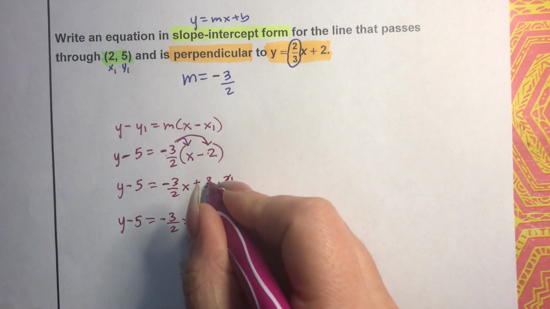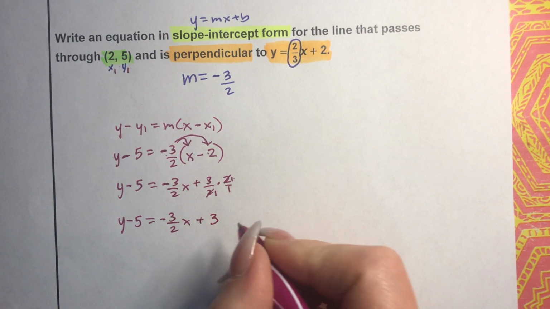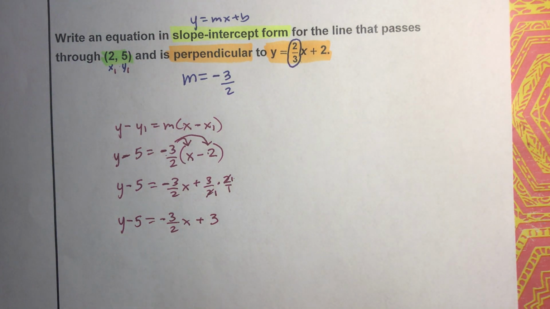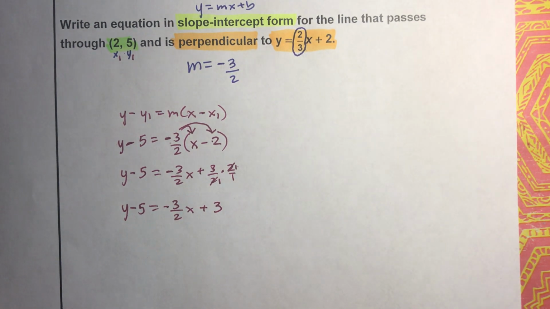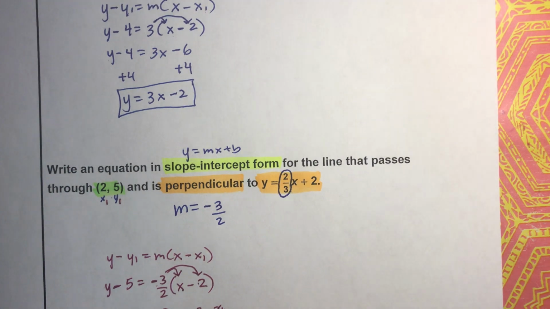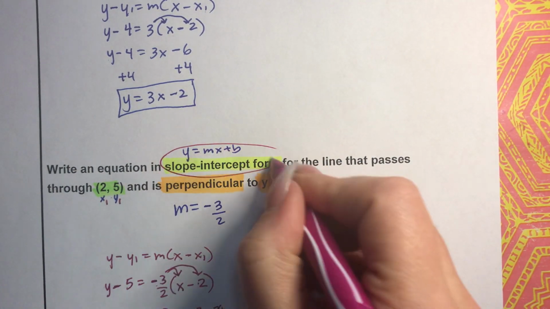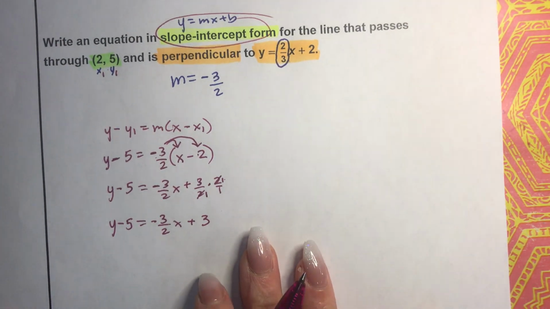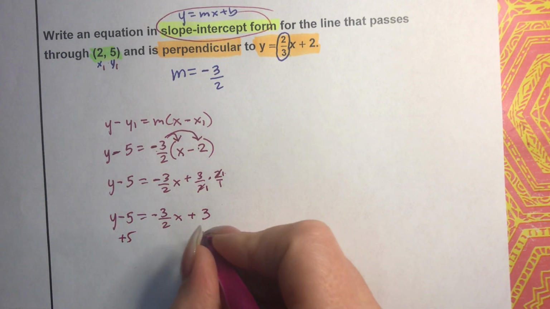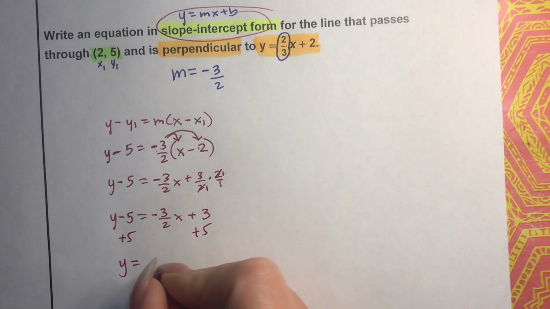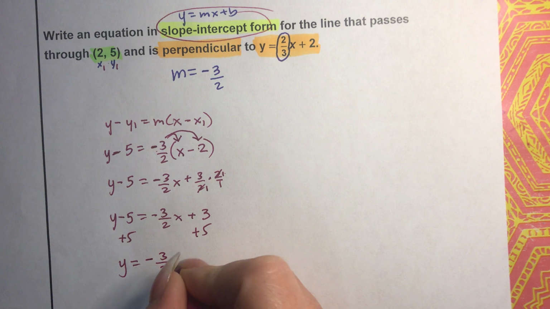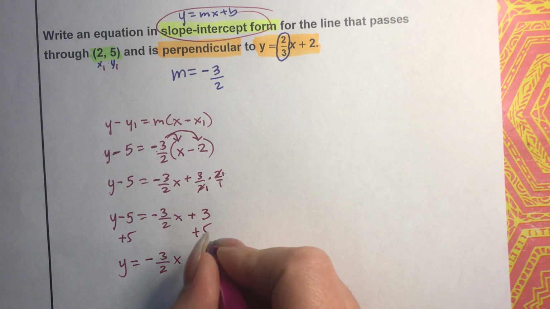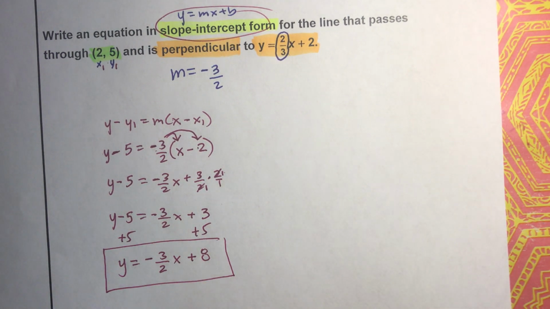And when I multiply across, I get 3 times 1, which is 3, and then 1 times 1, which is 1. 3 over 1 is the same thing as 3. All right, and then we just need to get y by itself because remember the problem asked for us to put it into slope-intercept form. So I'm going to do that. I'm going to add 5 to both sides, and I end up with the equation y equals negative 3 over 2x plus 8. And that's my answer.